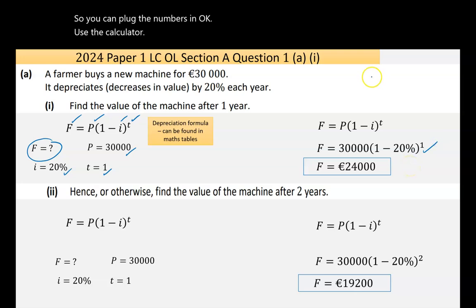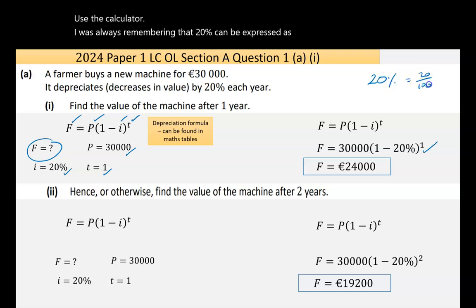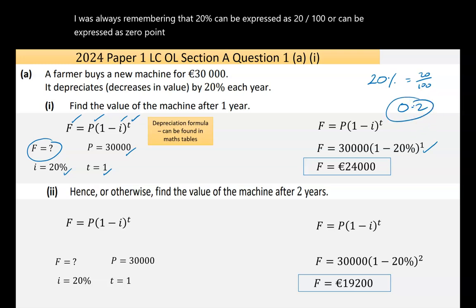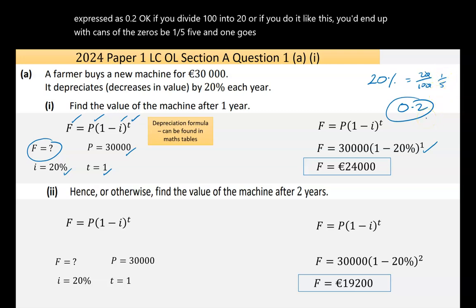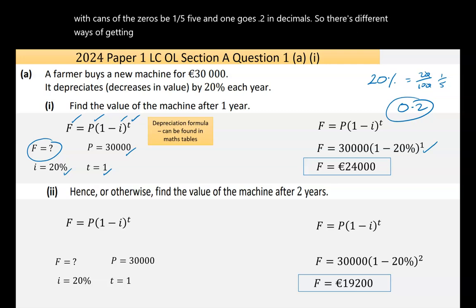Now it's always worth remembering that 20% can be expressed as 20 over 100, or it can be expressed as 0.2. If you divide 100 into 20, or if you cancel the zeros, you'd end up with 1/5. 5 into 1 goes 0.2 in decimal. So there's different ways of getting there. But ultimately it'll give you the same answer.